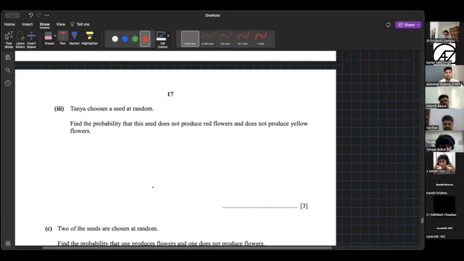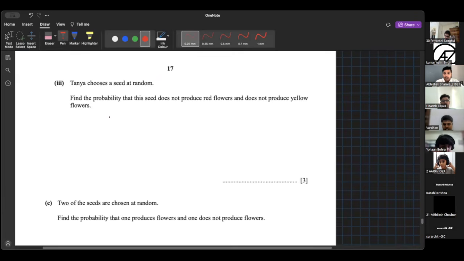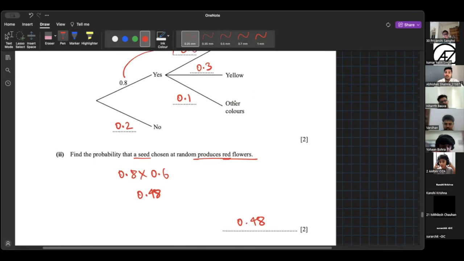Moving on to the third part, it says Tanya chooses a seed at random. Find the probability that this seed does not produce red flowers and does not produce yellow flowers. We have to see the conditions.